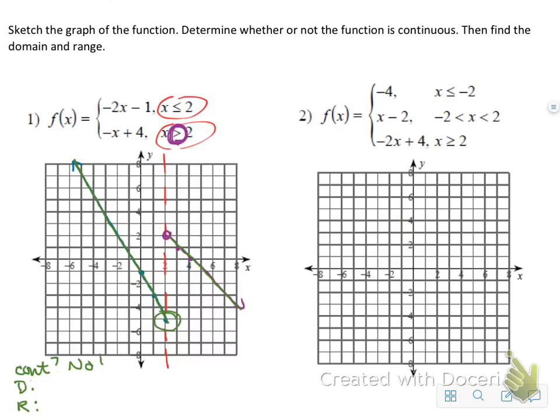So because it has a value, this function has a domain of all real numbers, or negative infinity to positive infinity. Range is bottom to top. It goes down forever because of this. It goes up forever because of this. And it does exist at 2 as well. So that is also negative infinity to positive infinity. And that's how you graph them and answer all those questions. So let's do a couple more, right? Maybe 4 more after number 2.